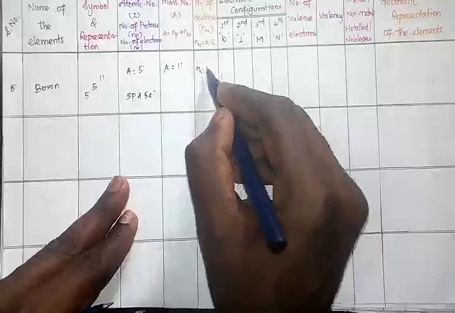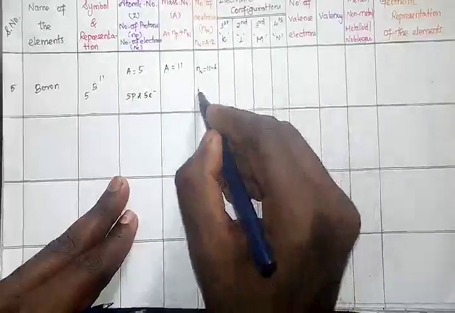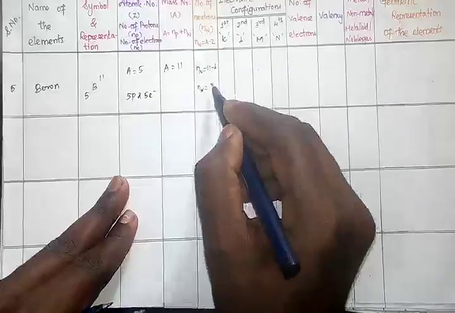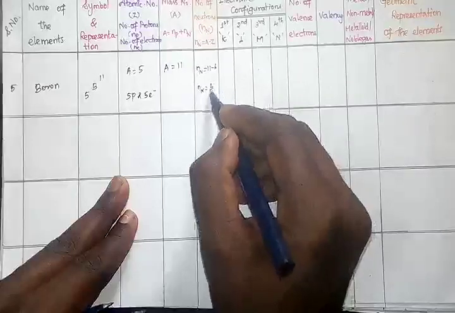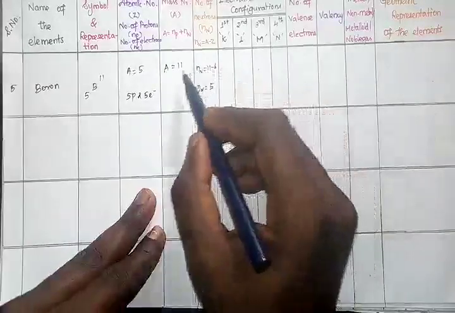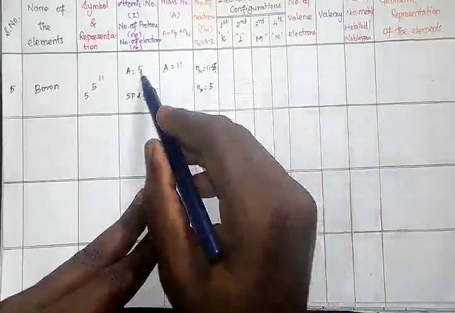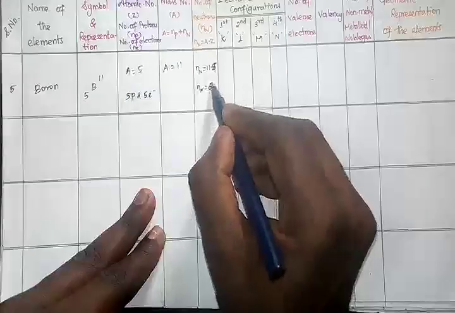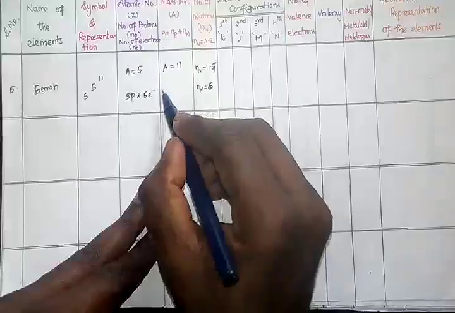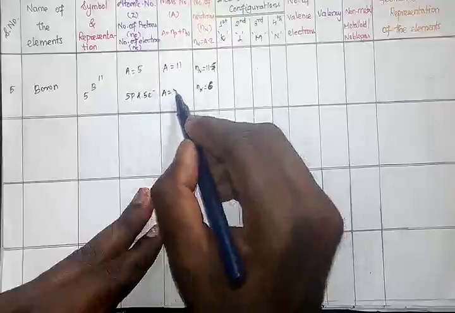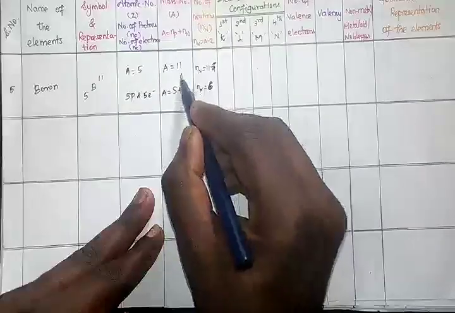How do you calculate the number of neutrons? 11 minus 5, so the number of neutrons is 6. Now how do you calculate the mass number? 5 protons plus 6 neutrons, the count is 11.